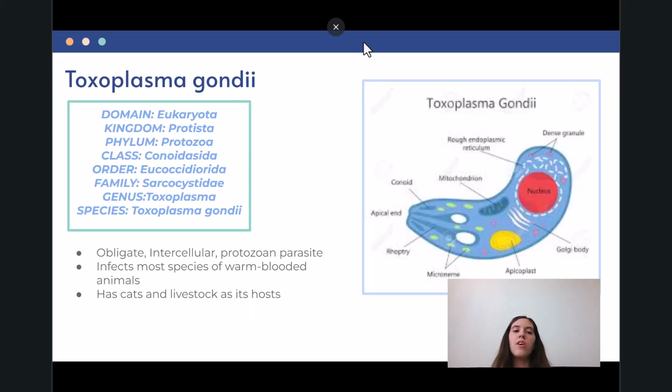So Toxoplasma gondii is an obligate intracellular protozoan parasite that infects most species of warm-blooded animals and has cats and livestock as its host and has mice as its intermediate host. And I also have the taxonomy for Toxoplasma gondii from the domain Eukarya to its species. And then I also have the internal structures of Toxoplasma gondii on the image on my right.